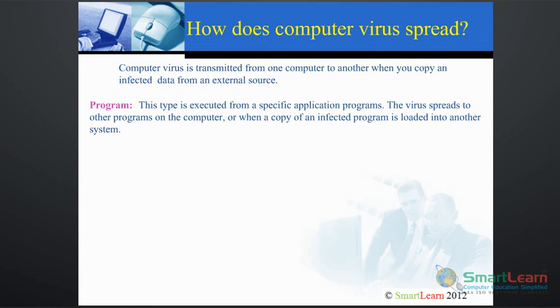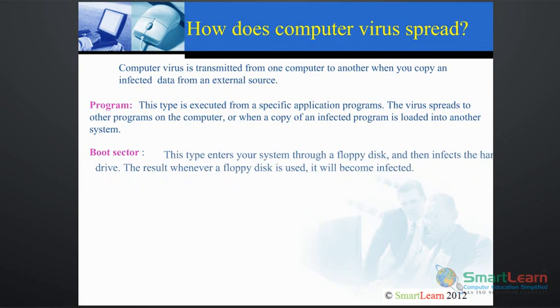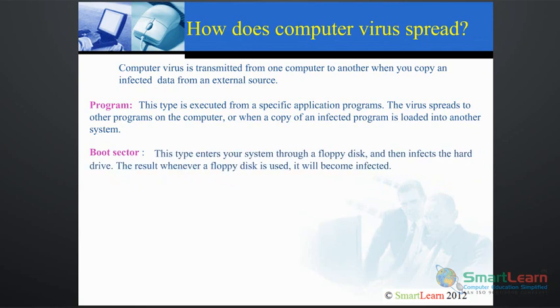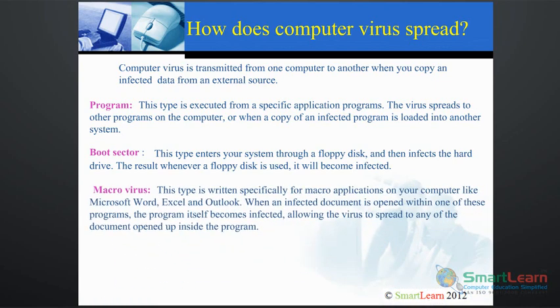another system. Boot sector. This type enters your system through a floppy disk, and then infects the hard drive. The result: whenever a floppy disk is used, it will become infected. Macro virus. This type is written specifically for macro applications on your computer like Microsoft Word, Excel and Outlook. When an infected document is opened within one of these programs, the program itself becomes infected, allowing the virus to spread to any of the documents opened up inside the program.